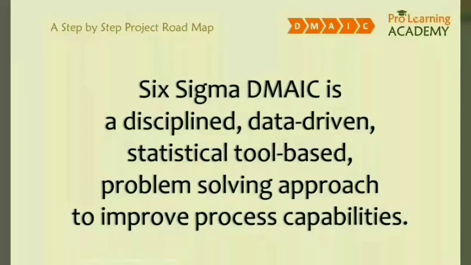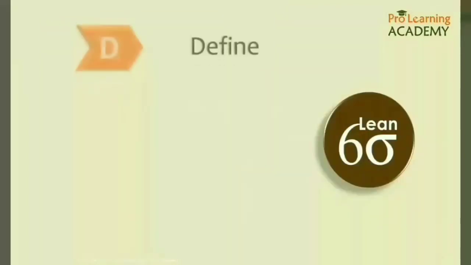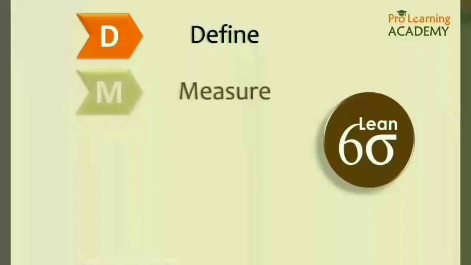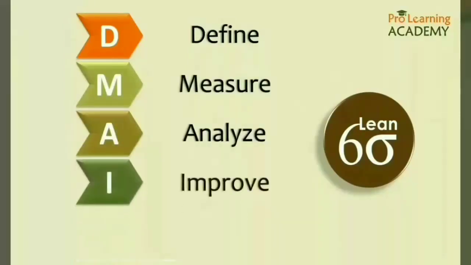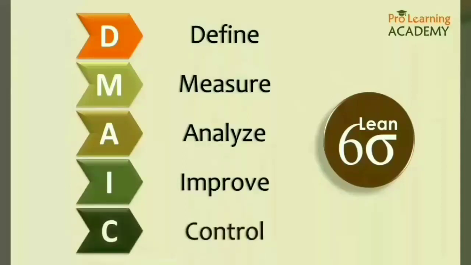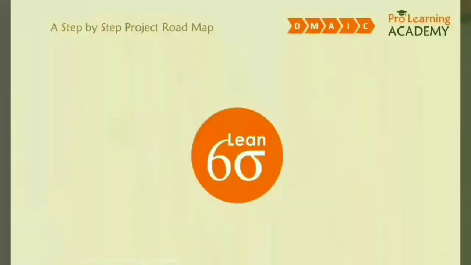Six Sigma DMAIC is a disciplined, data-driven, statistical tool-based problem-solving approach to improve process capabilities. So let's simplify Lean Six Sigma and DMAIC. DMAIC stands for define, measure, analyze, improve, and control. Let's understand DMAIC in simple words.